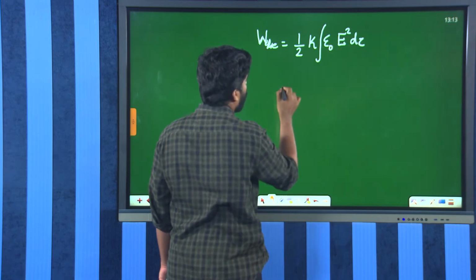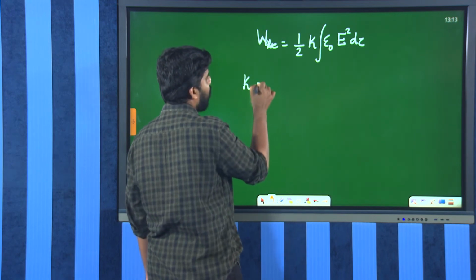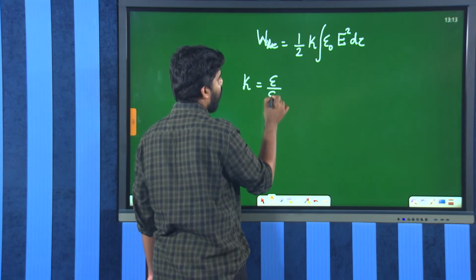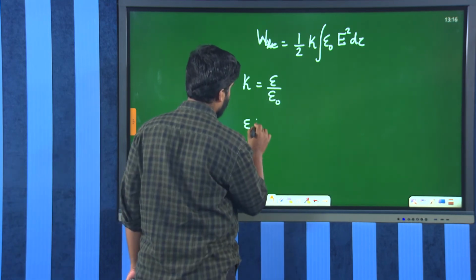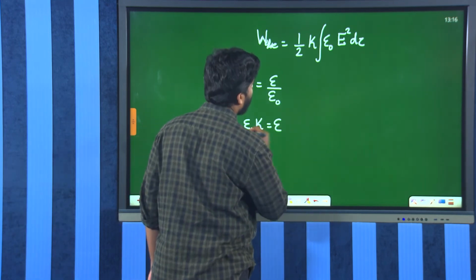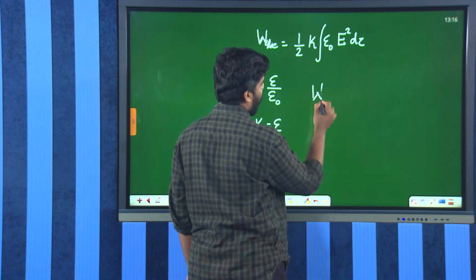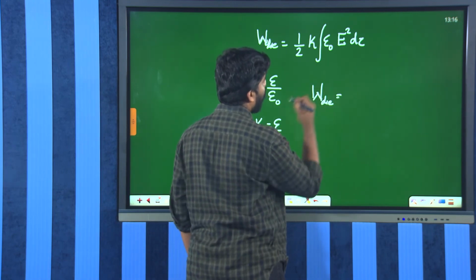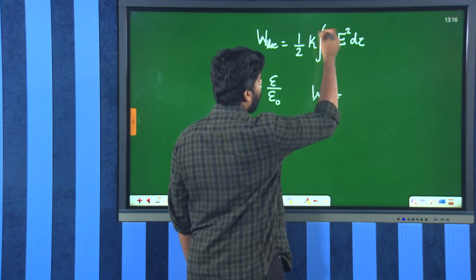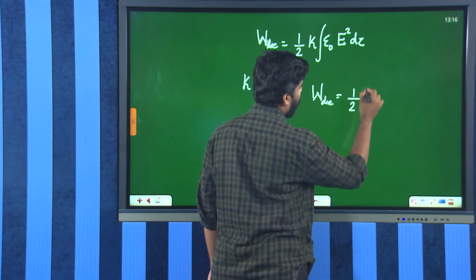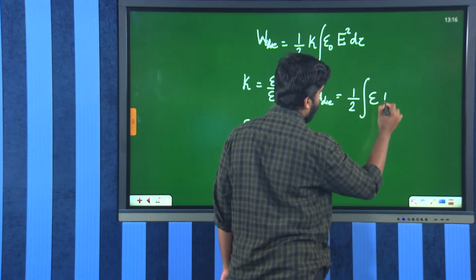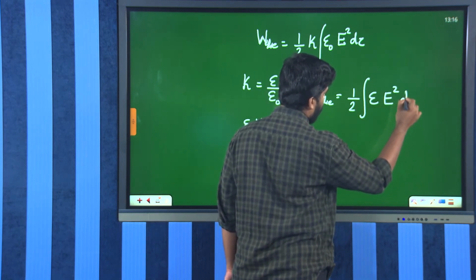d tau. And from our equation, K is equal to epsilon by epsilon 0. So, we will get epsilon 0 into K is equal to epsilon. So, the work done for a dielectric medium or the energy stored in a dielectric medium can be rewritten as K into epsilon 0, which is epsilon, so it is equal to half into integral epsilon E square d tau.